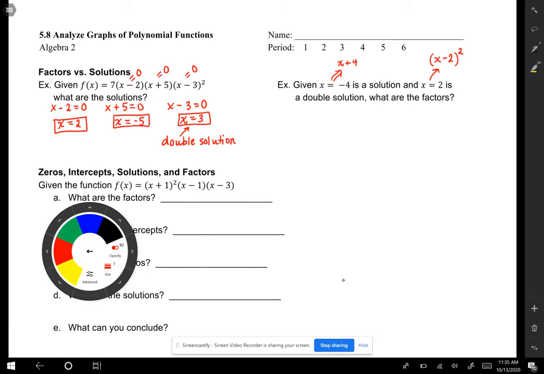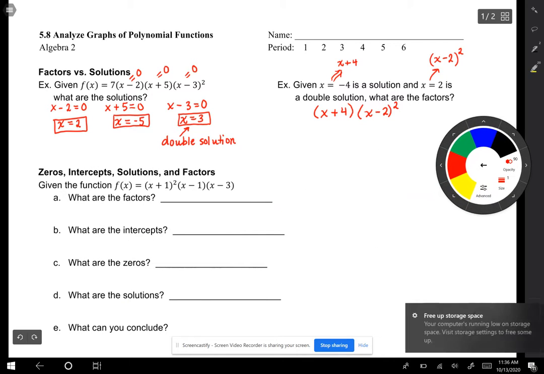We don't know much about this, so we don't know if there's a leading coefficient or whatever, so we can just determine that these are the two factors. So x plus 4 is a factor, (x minus 2) squared is a factor. So that's the difference between factors and solutions. A solution is a value for x. A factor is x plus that value or x minus that value, determined by the sign.